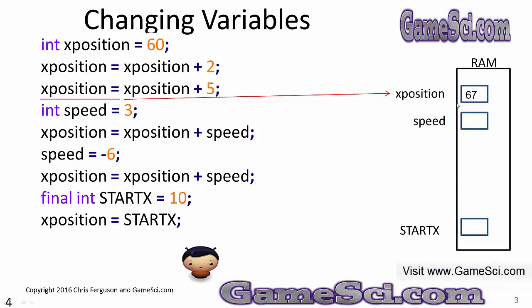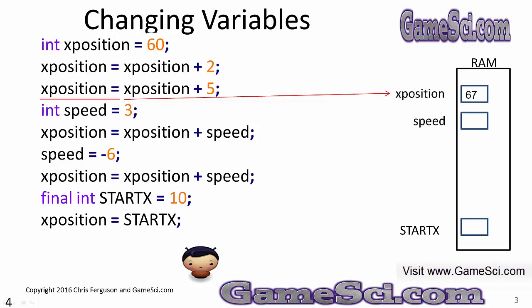So after I calculate the 67, the assignment, or the equal operator, says store 67 back into the variable x position. And there's the 67 going back. Look at the direction of the arrow. The 67 gets stored back into the x position variable. Also, in case you weren't noticing it, our character moved. It started over here and moved a little bit for the first assignment operator and moved a little more for the second assignment operator.